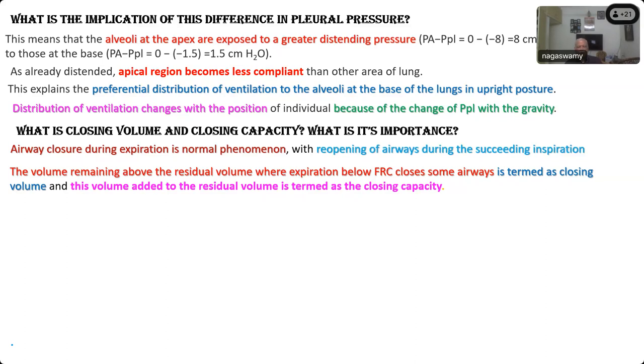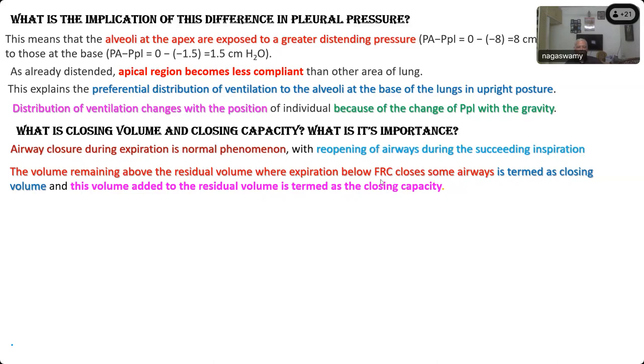And the closing capacity is nothing but a combination of this closing volume plus the residual volume. And what is its importance? That is the second part of this question. So we have defined closing volume, we have defined closing capacity. Now what is the importance of this closing capacity or closing volume? Should it always be lower than FRC, equal to FRC, or above FRC? It should always be below FRC. That is why I have chosen this definition, to make you understand why it is important.